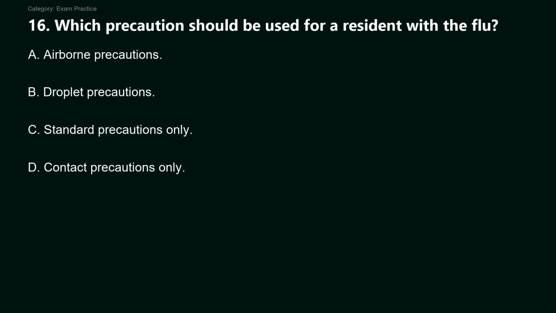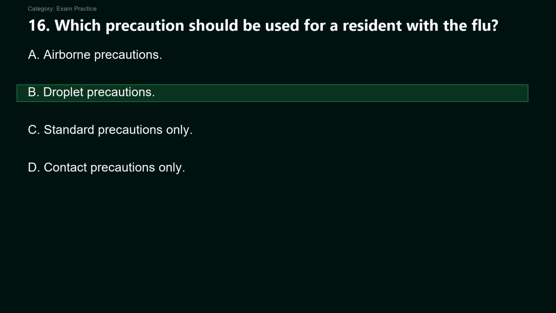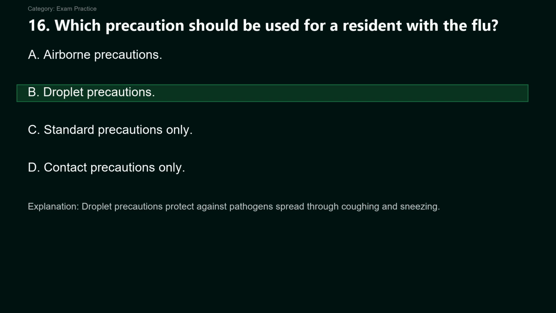Question 16. Which precaution should be used for a resident with the flu? Option A. Airborne precautions. Option B. Droplet precautions. Option C. Standard precautions only. Option D. Contact precautions only. The correct answer is option B, droplet precautions. Droplet precautions protect against pathogens spread through coughing and sneezing.